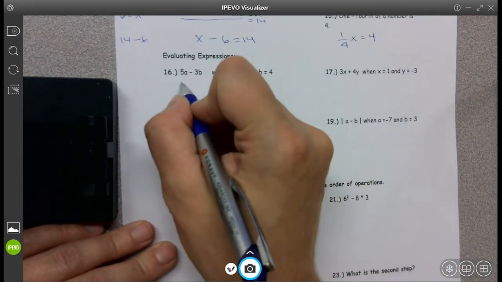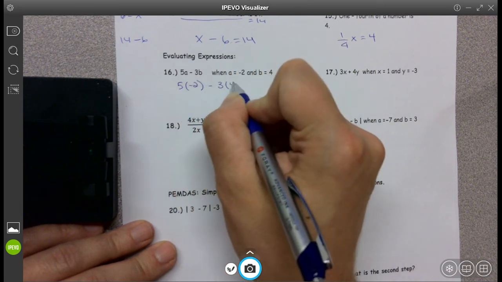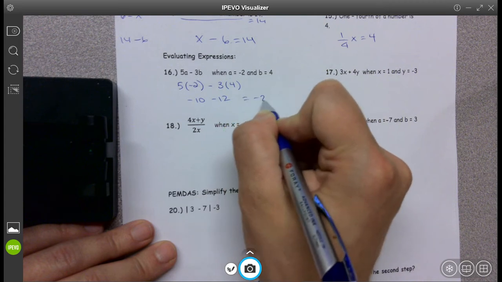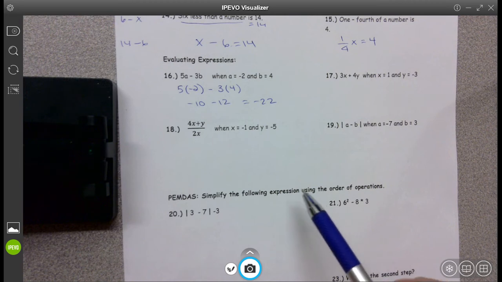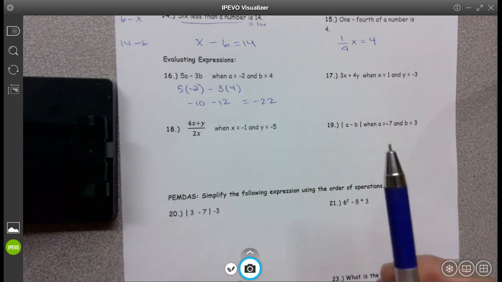Evaluating is simply substituting and simplifying. Whatever I'm going to substitute in, I put parentheses, and then we have negative 10 minus 12, which is negative 22. So 2 things. Am I going fast? Yeah, a little bit. We went over this thoroughly in class, so that's why I'm kind of going over it. This is mostly supposed to be an answer key with a little explanation.